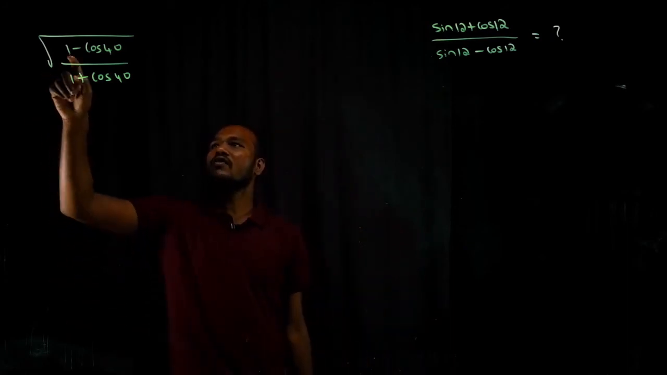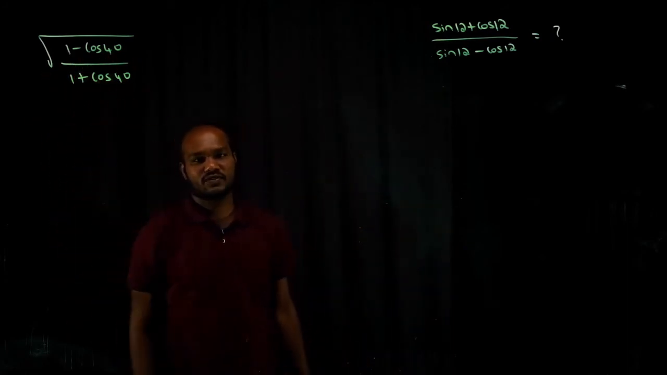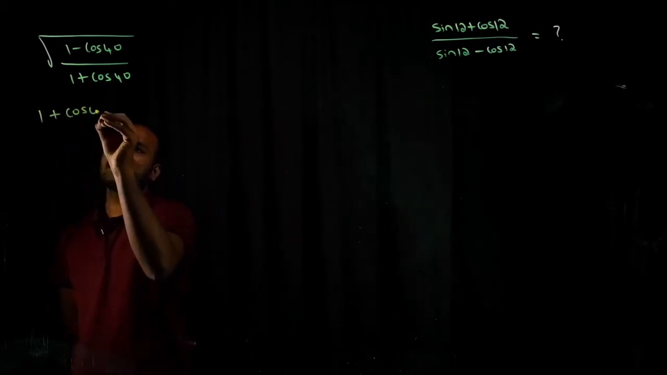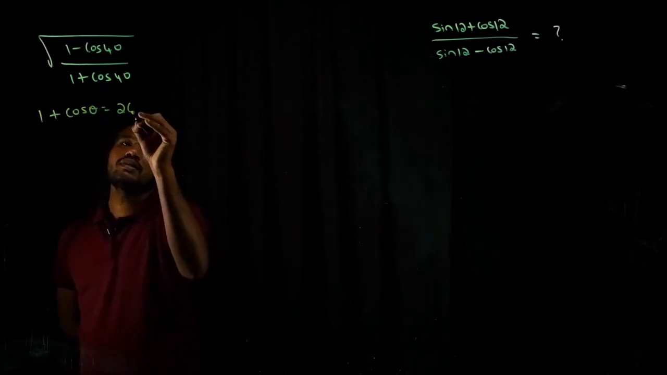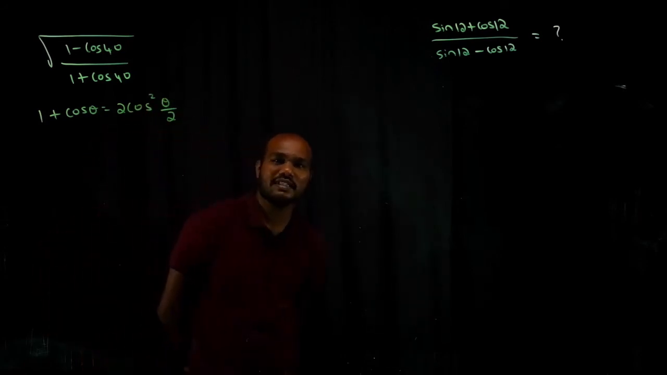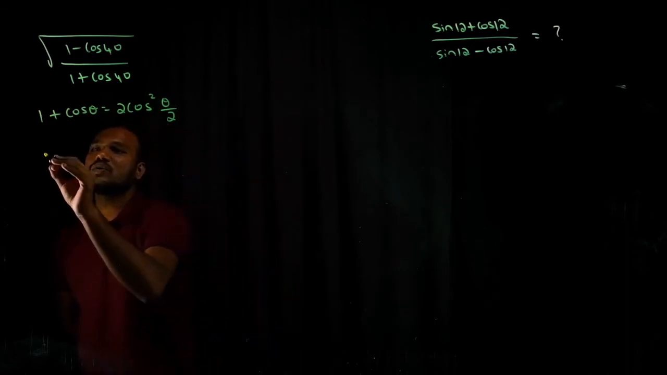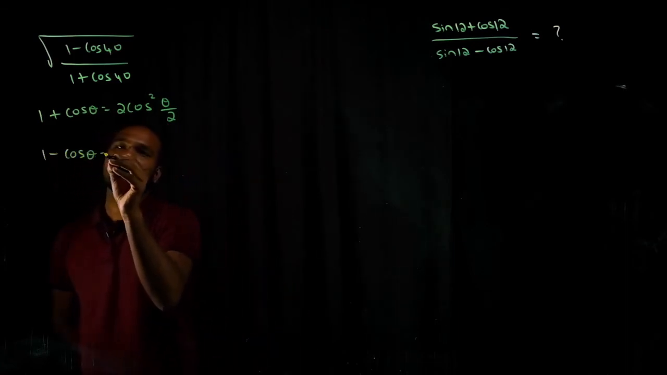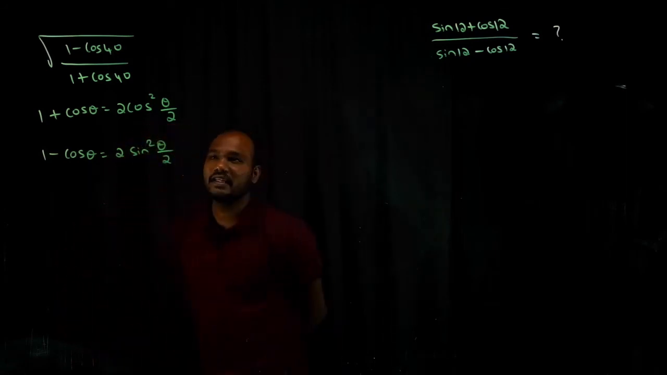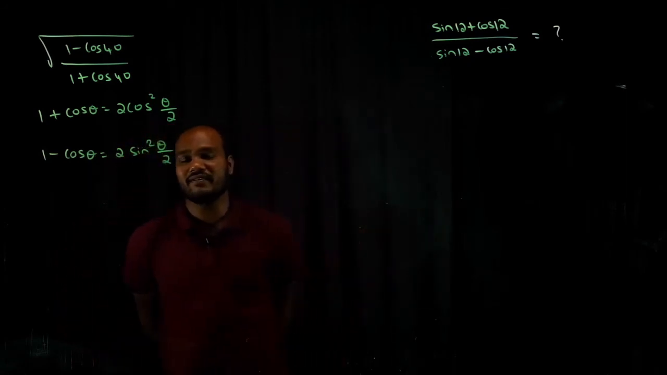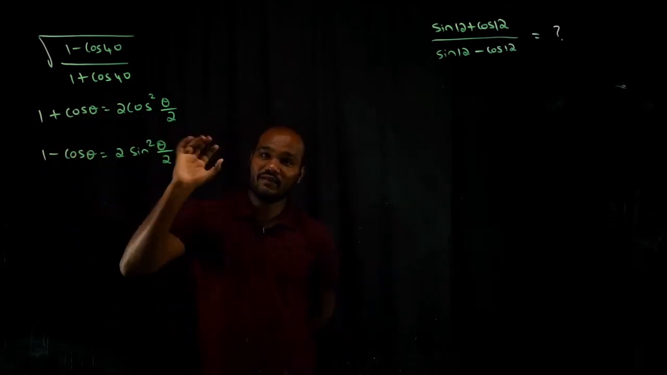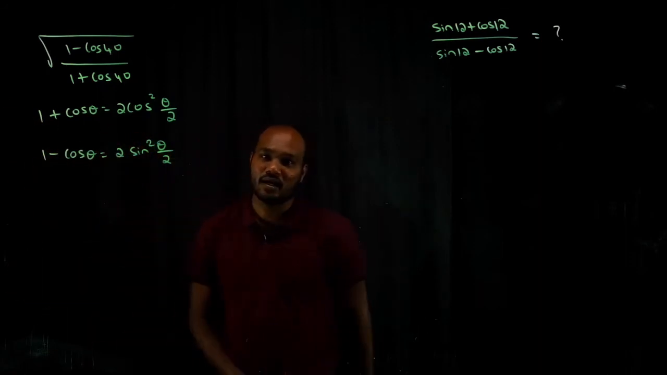Is that cool? Let's move to the next question. What is given? Root of 1 minus cos 40 divided by 1 plus cos 40 degree. So we know the formula 1 plus cos theta is equal to 2 cos square theta over 2. We have made an entire video, please go and check it in our playlist. And also we have 1 minus cos theta is equal to 2 sine square theta by 2. We made an entire playlist about trigonometry, with a video on important questions on trigonometry and an entire video dedicated to explaining these formulas and how to solve questions on this.